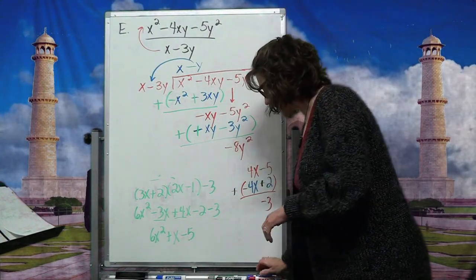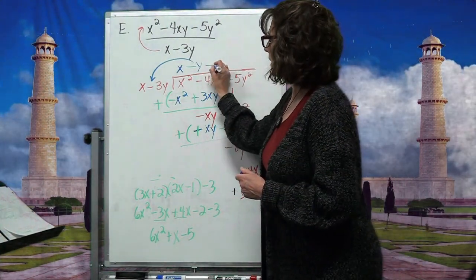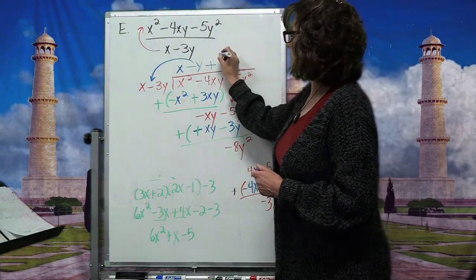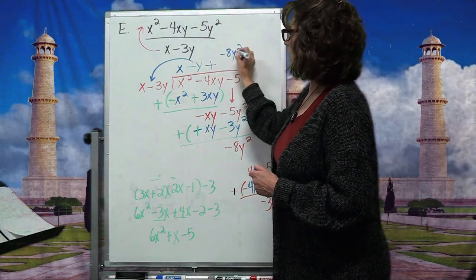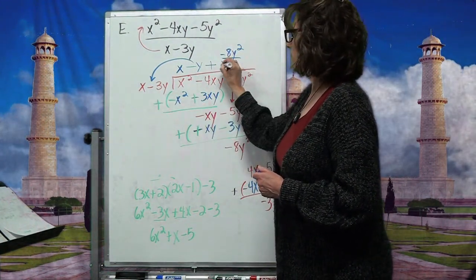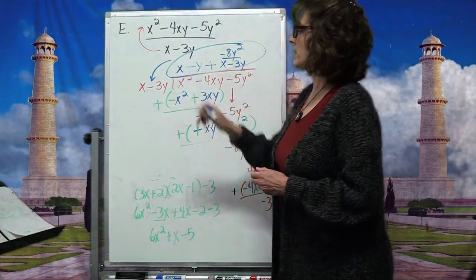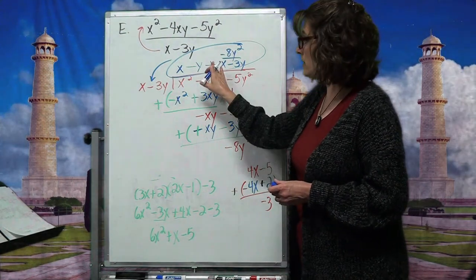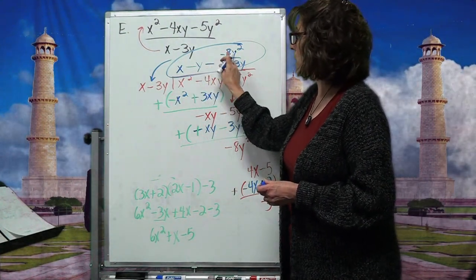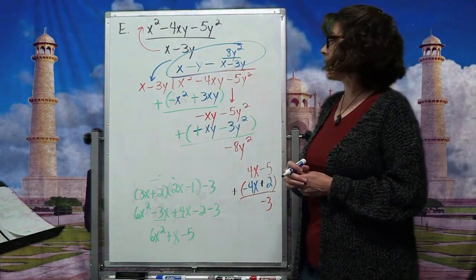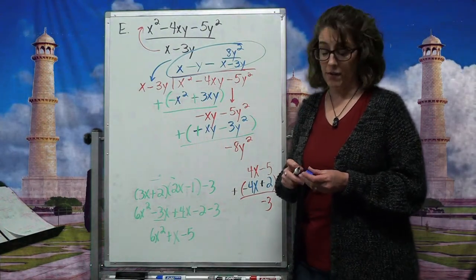Let me go ahead and go with the same color here. Add it in as the remainder over this divisor. And there we go. That's our answer. And again, you could write it this way, or you could just write it as subtract the 8y squared over x minus 3y. Anyways, perfectly fine.